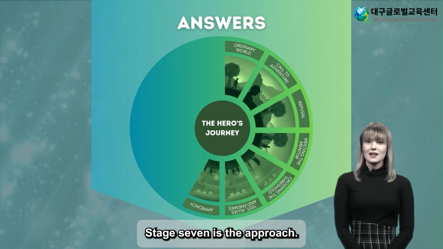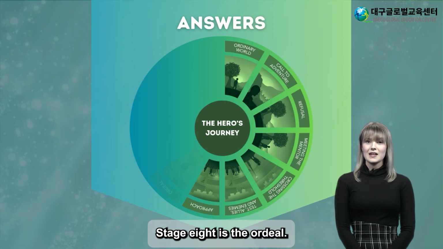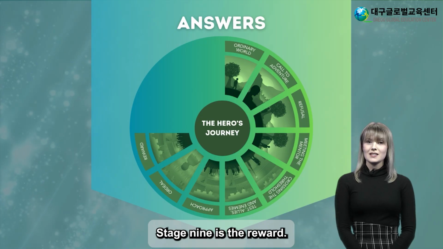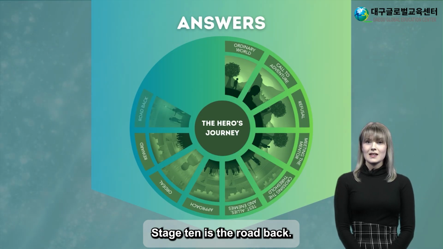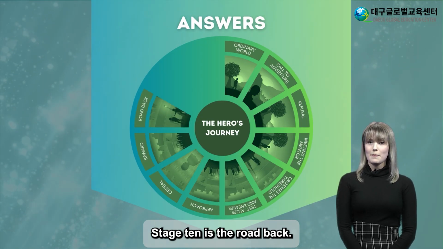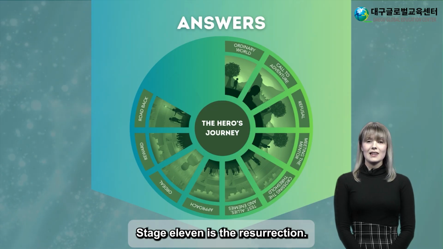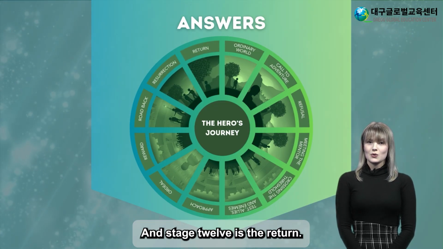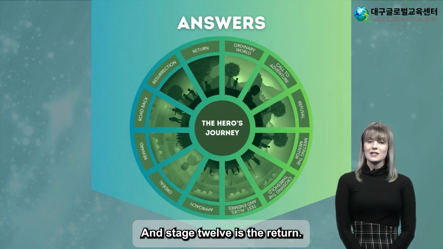Stage 7 is the approach. Stage 8 is the ordeal. Stage 9 is the reward. Stage 10 is the road back. Stage 11 is the resurrection. And stage 12 is the return.